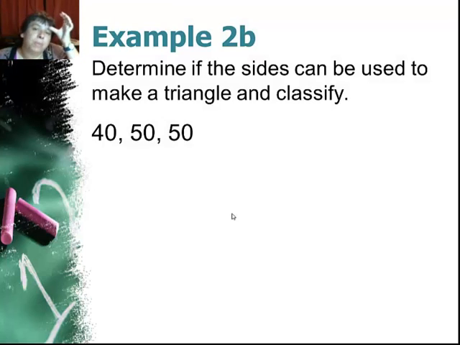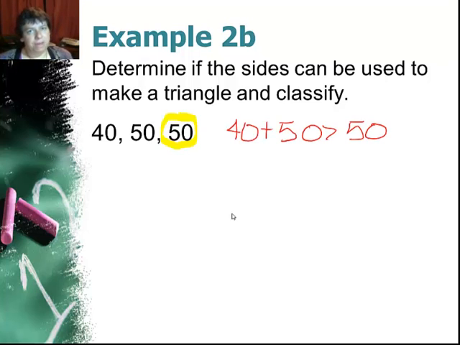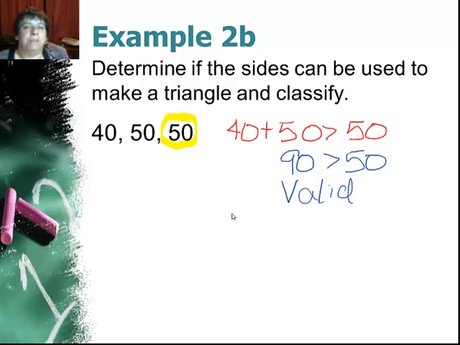Now, looking at this next part of the example, I have 40, 50, and 50. And you're probably thinking, Mrs. Overman, none of them are the largest. I have two that are tied. Well, when two are tied, you can go with either one of them because technically they're the same. So I'll just go with the one on the right. So that's going to be my C, and the other two are going to be my A and B. So 40 plus 50 must be greater than 50. I simplify and I get 90 is greater than 50. Well, that's true. So this can make a valid triangle. Since I have two sides with the same measure, that is two sides congruent, then this is definitely an isosceles triangle.